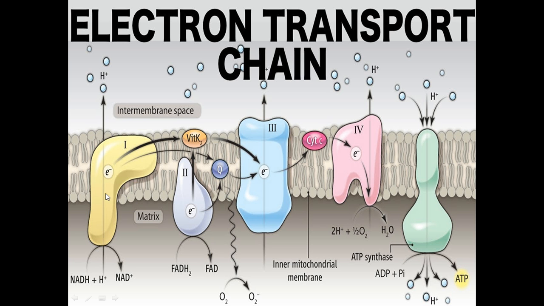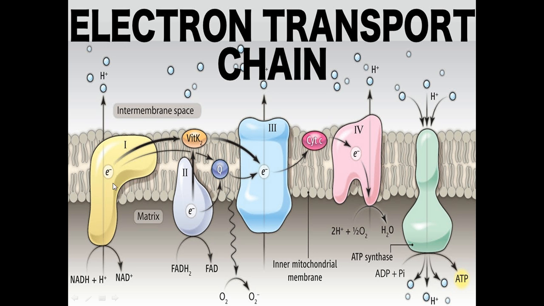When electrons are given to complex 1, the complex becomes excited, and this excitation energy is used to pump protons from the matrix to the intermembrane space. By pumping, it passes the electron on to the next electron transporter, which is coenzyme Q, ubiquinone, also called vitamin K2.